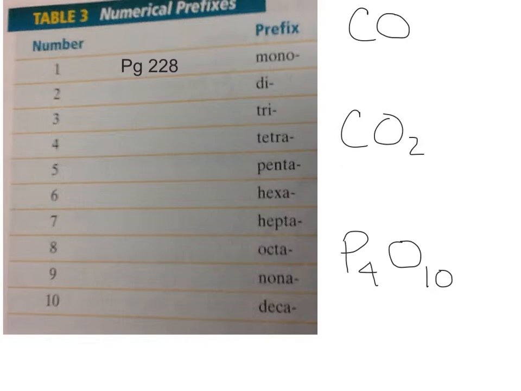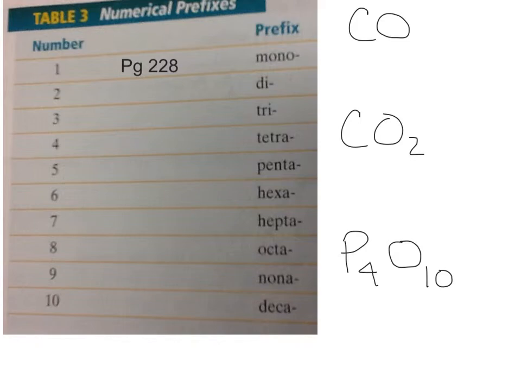All right, so we're going to use these prefixes, and we're going to have just a few rules. The first rule is that the word never begins with mono. Even if there's one, so for instance in CO right here, we know that there's one carbon, but we're not going to start with the prefix mono. Instead, we're just going to say the name.